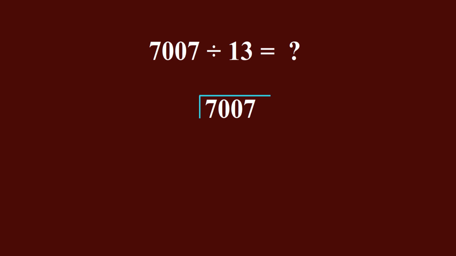7,007 inside the bracket. This is the total we are dividing. Finally, move 13 to the left of the bracket. This is our divisor. The answer to our division will be written right here on top of the bracket. This is called the quotient.